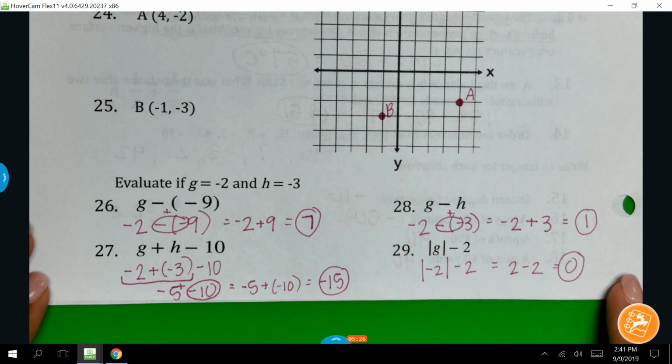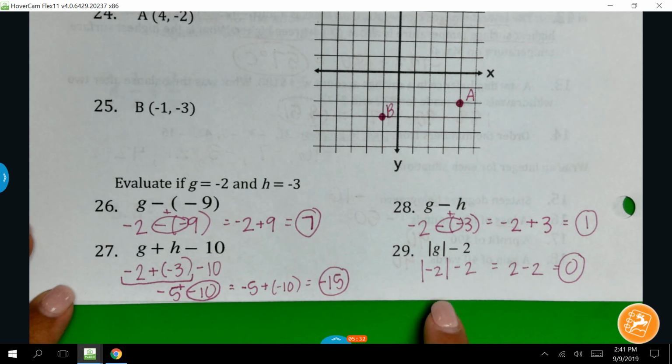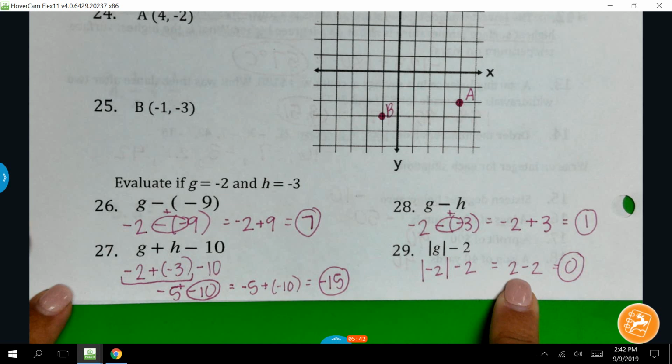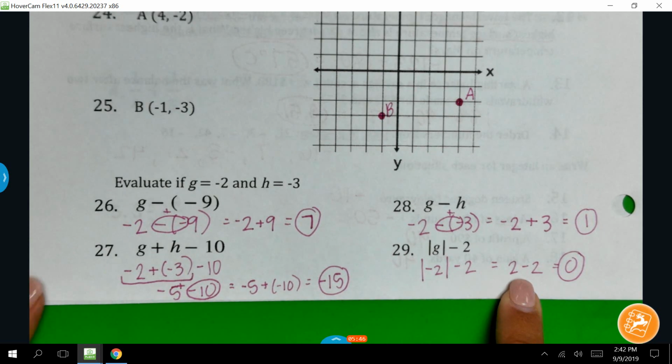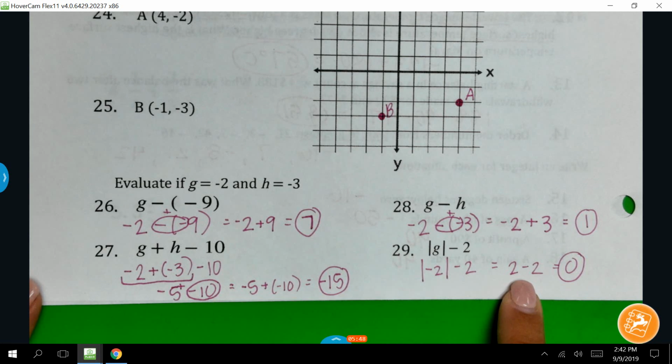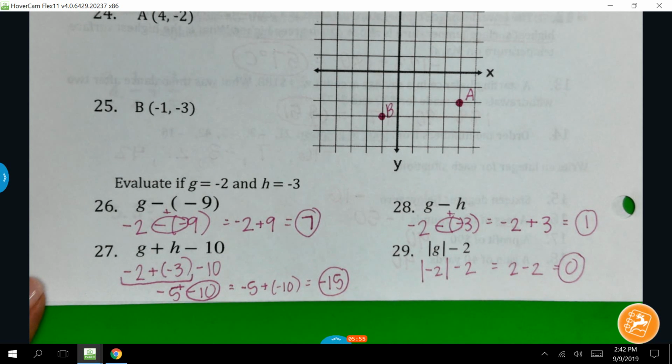Questions on any of those? Yes, ma'am. Number what? You have to circle. You don't have to do that too. Number what? This one? Not really, because 2 minus 2 is 0. It's the same number. You can, but either way. 2 plus negative 2 still good. Yeah. Either way. Questions on any of those?